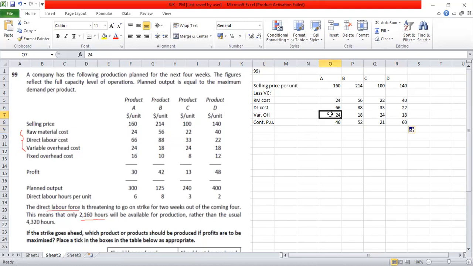Please make a note of it until here. Which one is the constraint? The constraint here talks about the direct labor hours. Earlier they were using 4,320 hours. Now the availability has come down to 2,160 hours.